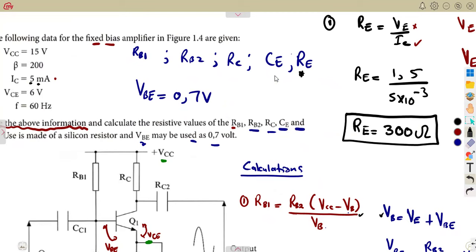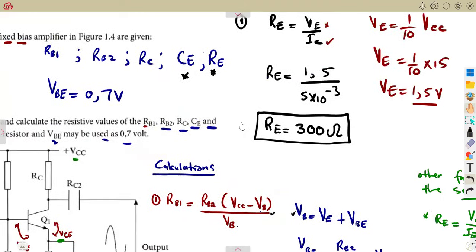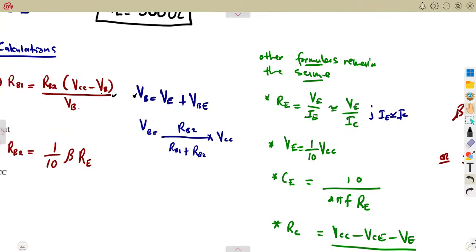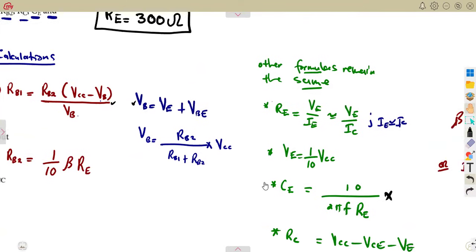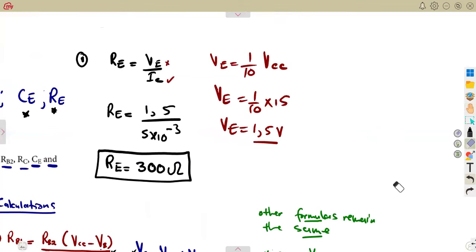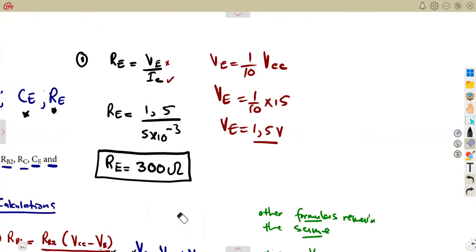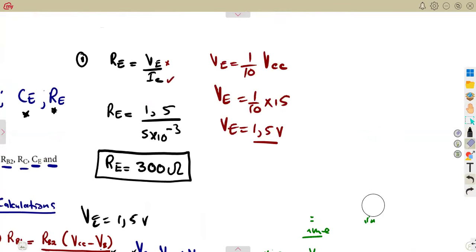Okay, let's check CE. Since we have RE, it's easier for us to now calculate CE. Remember, CE is given from your formula, 10 over 2 pi F RE. So we're just going to substitute into our formula to calculate this CE. Let's remove this part, guys. We have calculated VE in case you need it, so let's write it aside. VE is equal to 1,5 volt.